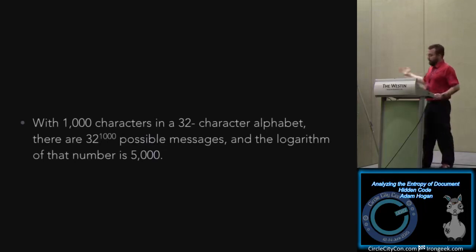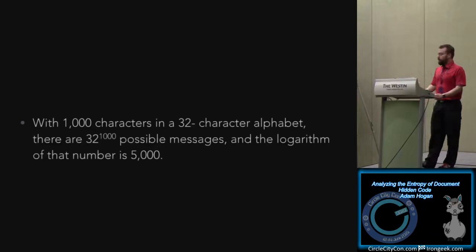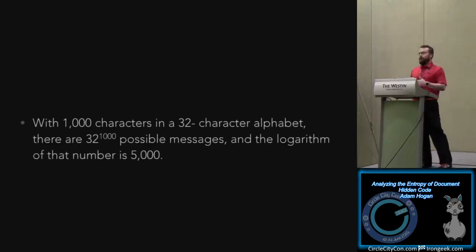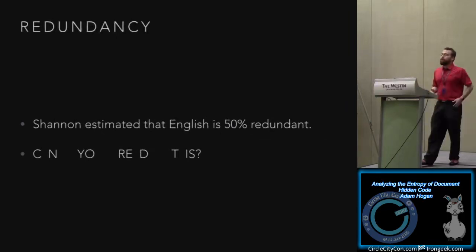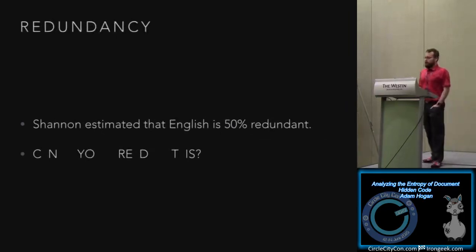Or say with 1,000 characters, using a 32-character alphabet, you get 32 to the 1,000 power possible messages, and the logarithm of that number is 5,000. So we just come back to 5 times 1,000 to measure the amount of information being stored in that possible message, right? Now that we can measure that, we can look at, say, how redundant a language is.